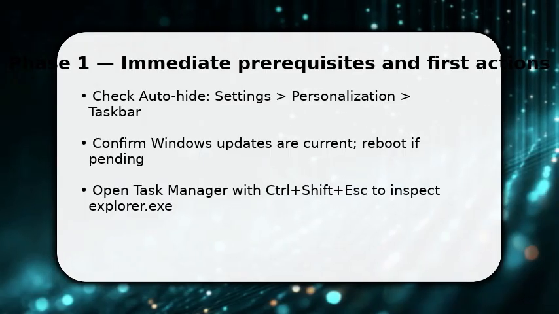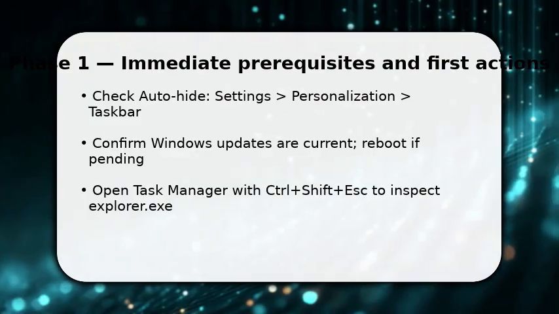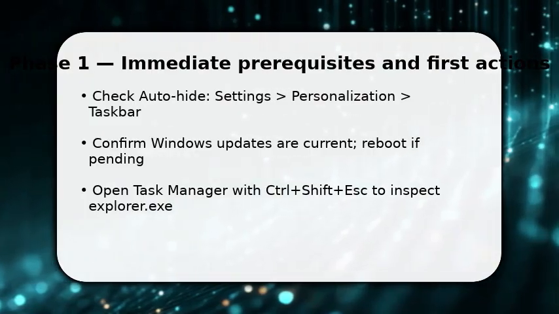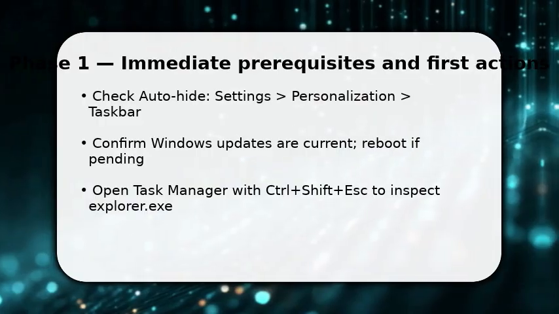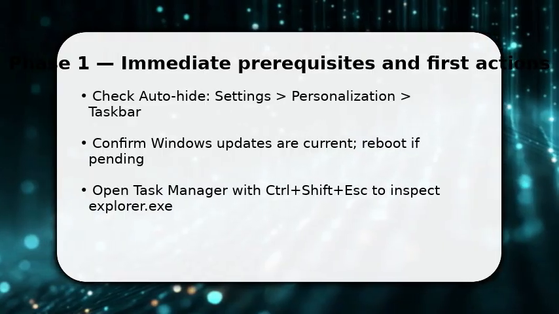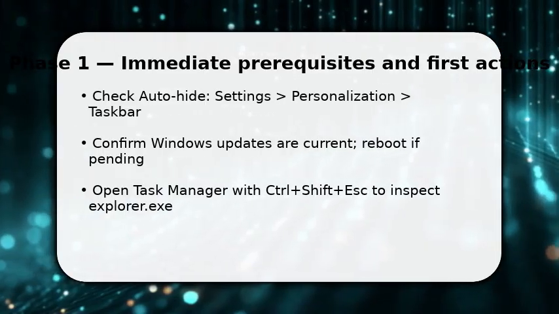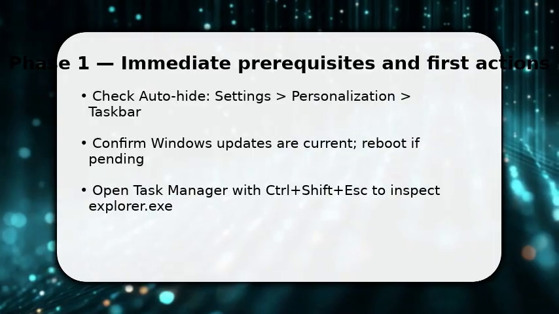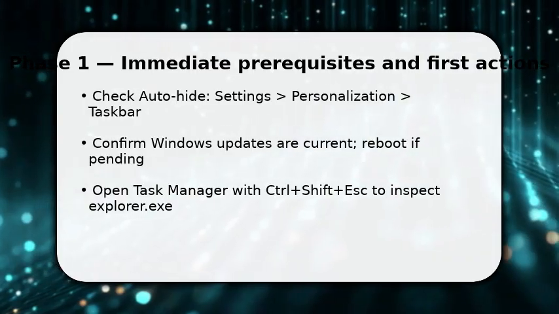You start by verifying the quick prerequisites. Open Settings and go directly to Personalization, Taskbar. Once done, check Auto Hide and Taskbar behaviors so you know what changed. Next, confirm Windows updates are installed and reboot if updates are pending, because pending installs often alter shell behavior.